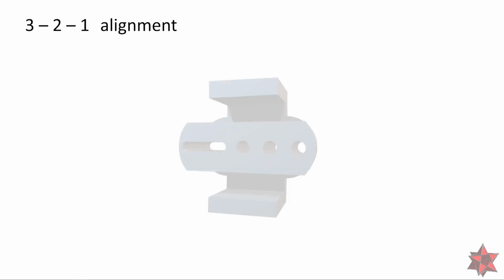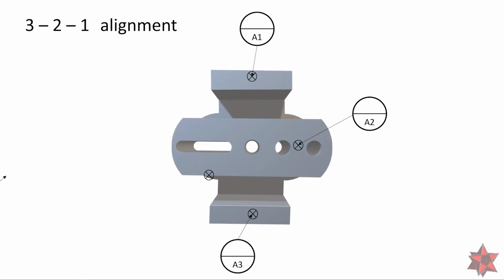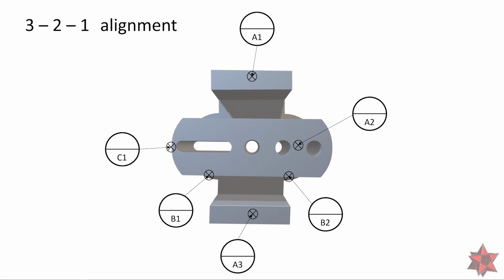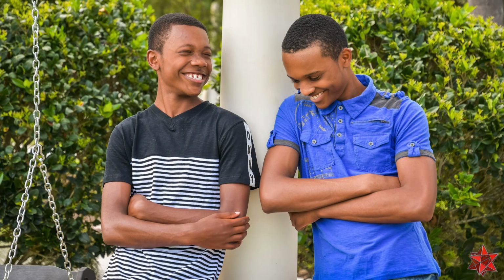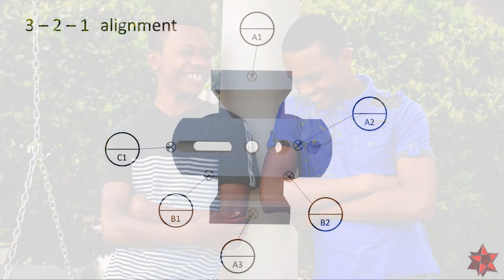3 to 1 alignments are used mostly on parts with unregulated geometry form, so it's necessary to specify all 3 coordinates of all 6 points. So I'm guessing I don't need to tell you why 6 points in a 3 to 1 alignment.